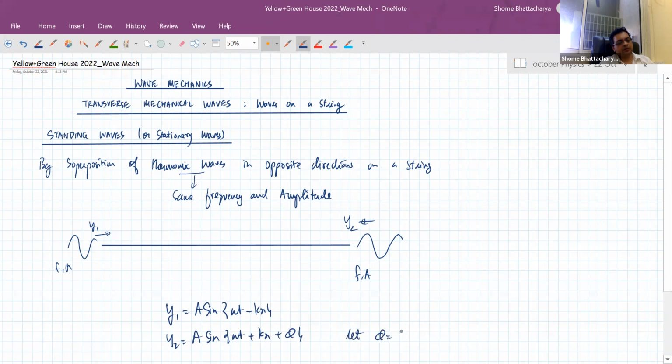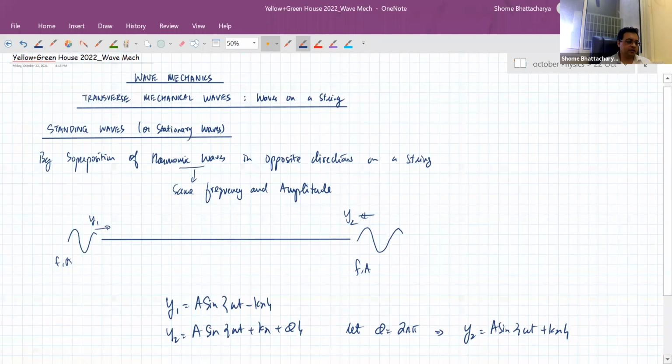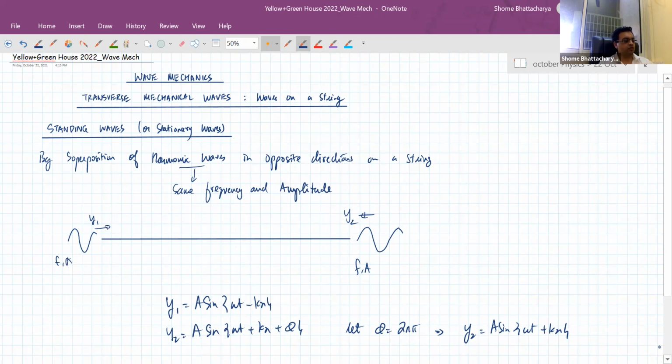to be, for example, 2n pi, then y2 can also be written as a sine(omega t plus kx). This makes the solving part more convenient, but we'll also see, if we generalize phi instead of 2n pi and take some general value of phi, how we can solve it. Ultimately it makes no difference to the geometry of the standing wave. It only changes the locations of the so-called nodes and antinodes. So let's go over that again.